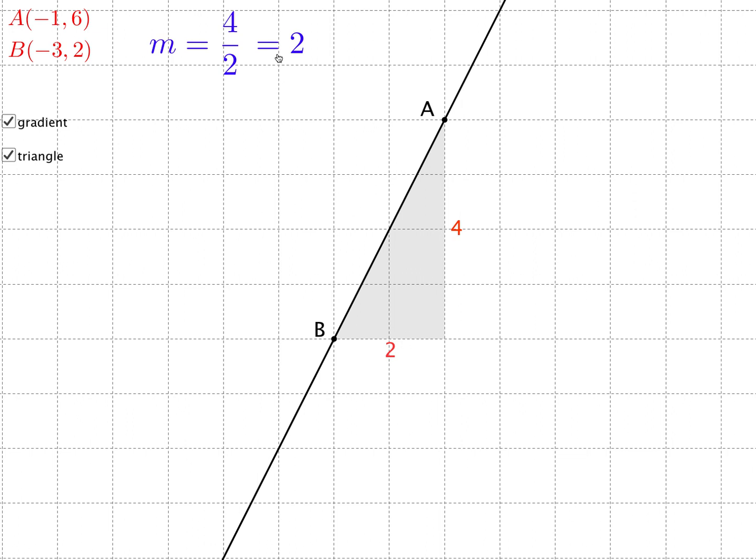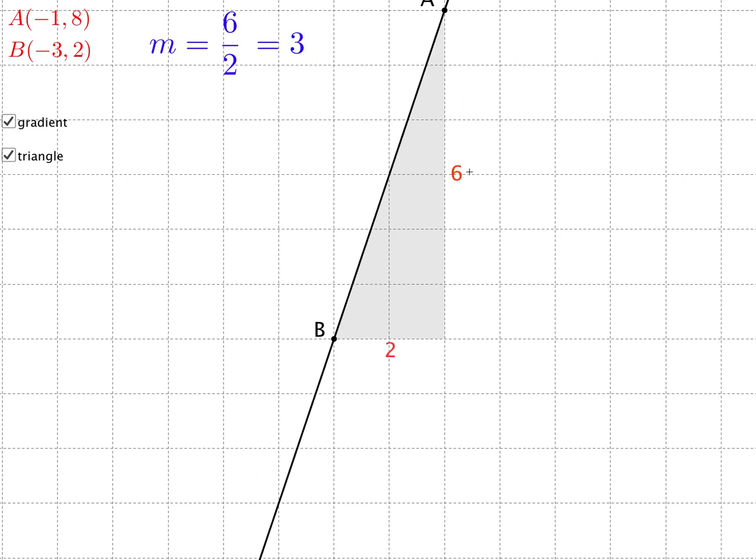4 over 2 in this case simplifies down to 2, 4 divided by 2. Then we fully simplify it. In this case, 6 over 2, that's the same as 3. So it doesn't matter whether it comes from 3 over 1 or 6 over 2 or anything similar. As long as that ratio is the same, vertical over horizontal, the line will have the same gradient, the same steepness to it.